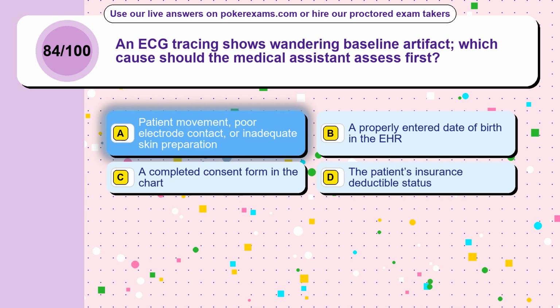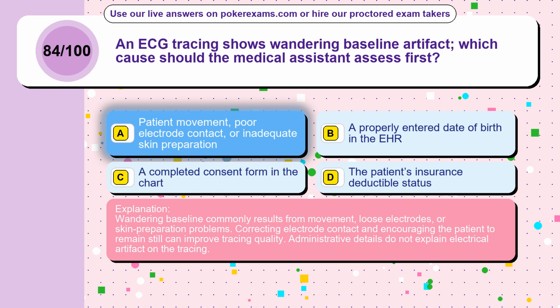The correct answer is option A. Patient movement, poor electrode contact, or inadequate skin preparation. Wandering baseline commonly results from movement, loose electrodes, or skin preparation problems. Correcting electrode contact and encouraging the patient to remain still can improve tracing quality. Administrative details do not explain electrical artifact on the tracing.